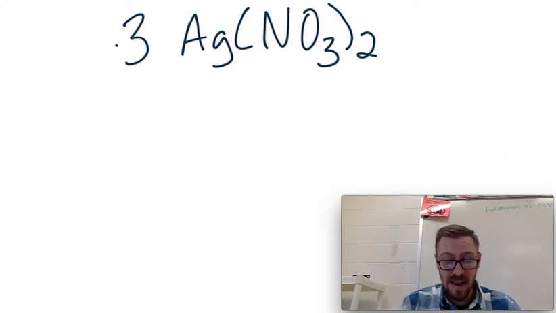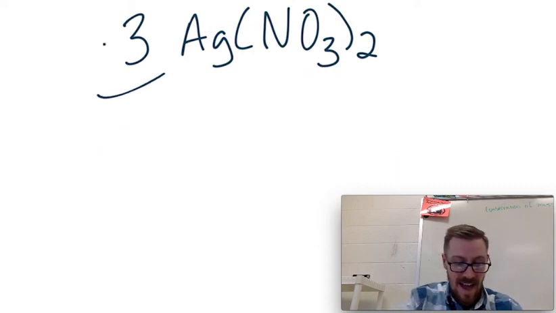I misspoke a second ago. This is called a subscript. That's called a subscript, not a coefficient. So let me recap that. We have a subscript that only applies to the O. We have a subscript that applies to everything inside the parentheses. And we have a coefficient there that applies to everything after it.